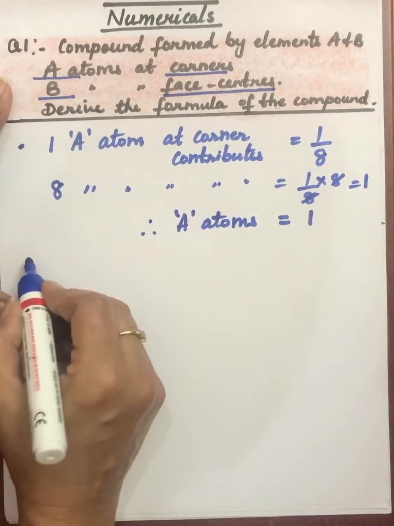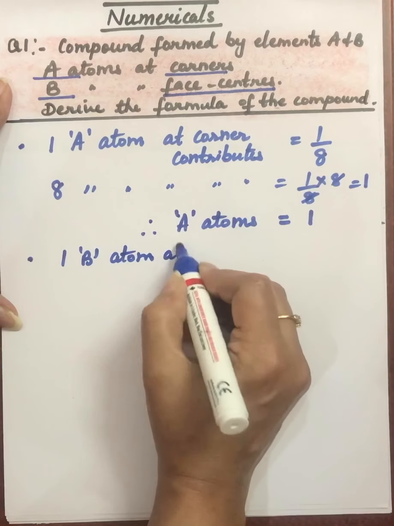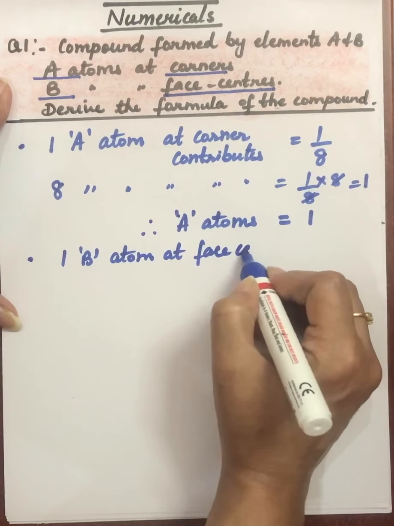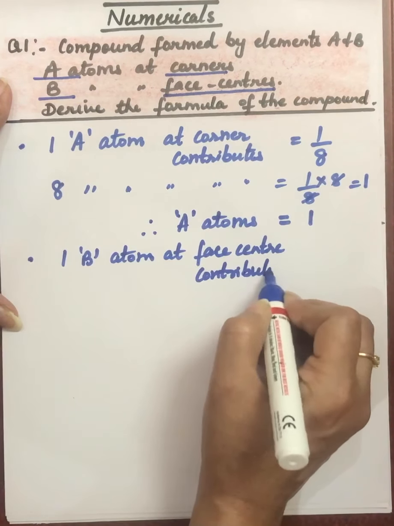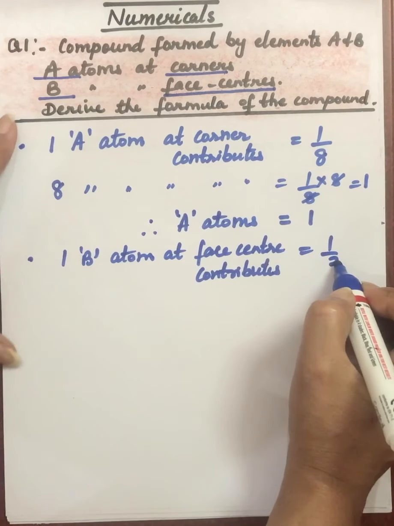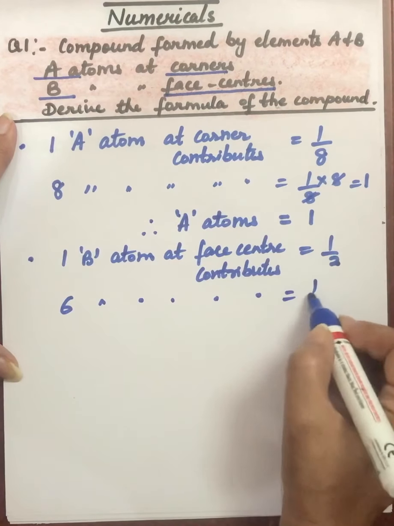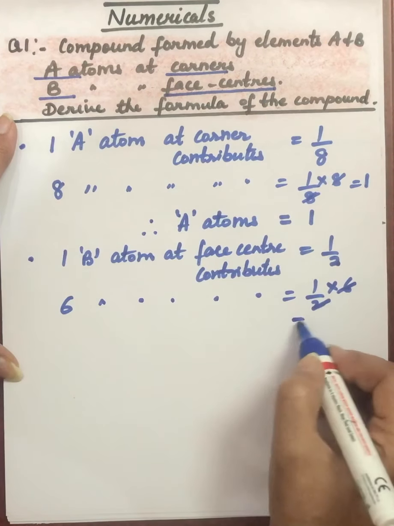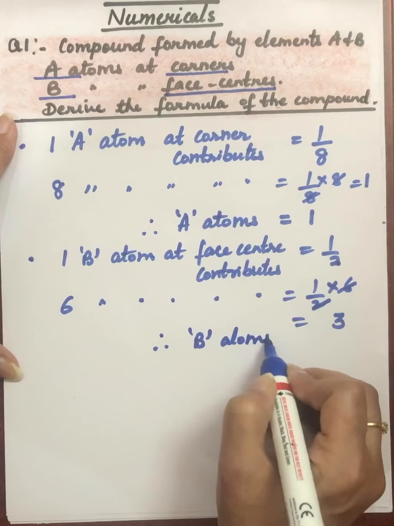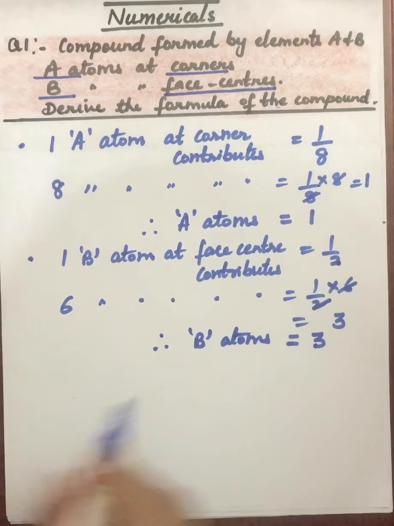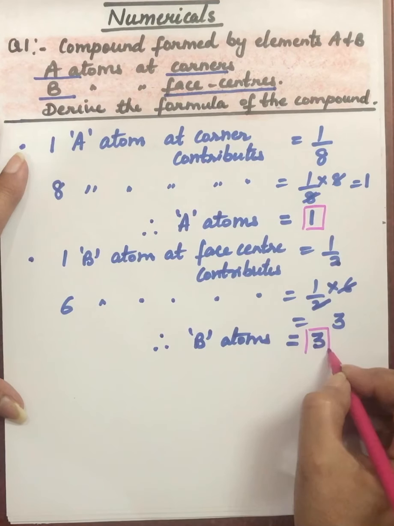Now we come to the B atoms. One B atom at a face center contributes how much? 1 by 2. And how many face centers are there? 6. So 6 B atoms at face centers contribute how much? That is equal to 3. Therefore, how many B atoms are there in one unit cell of this compound? There are 3 B atoms. So 1 A atom is here and 3 B atoms are there.